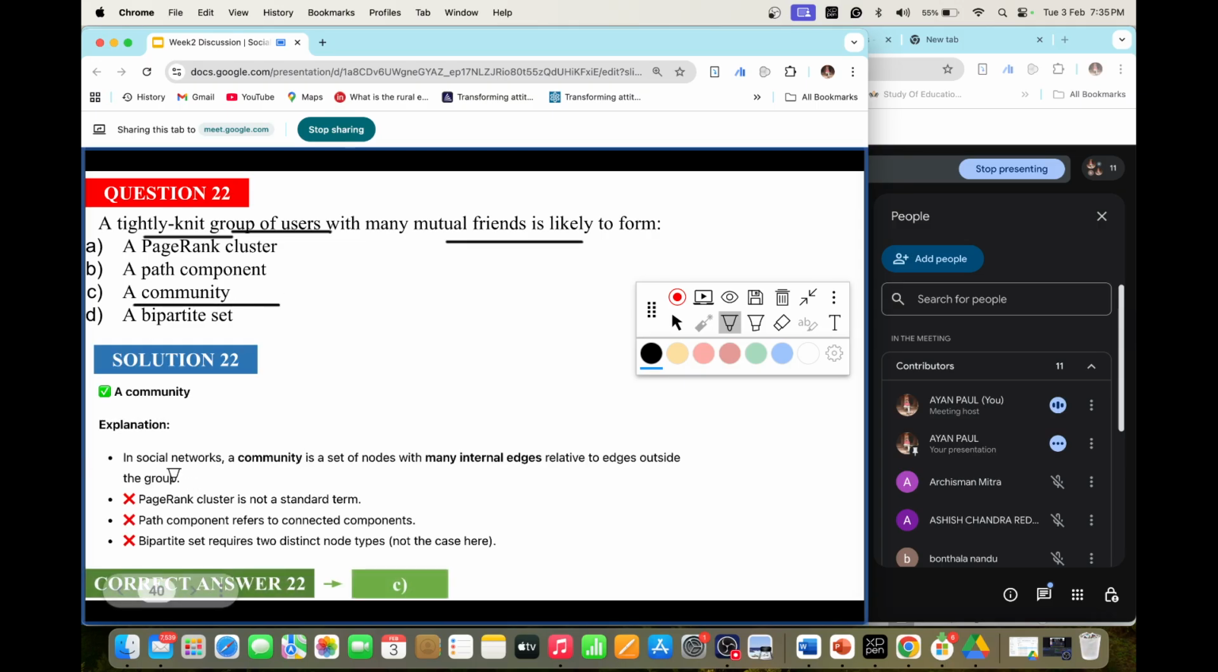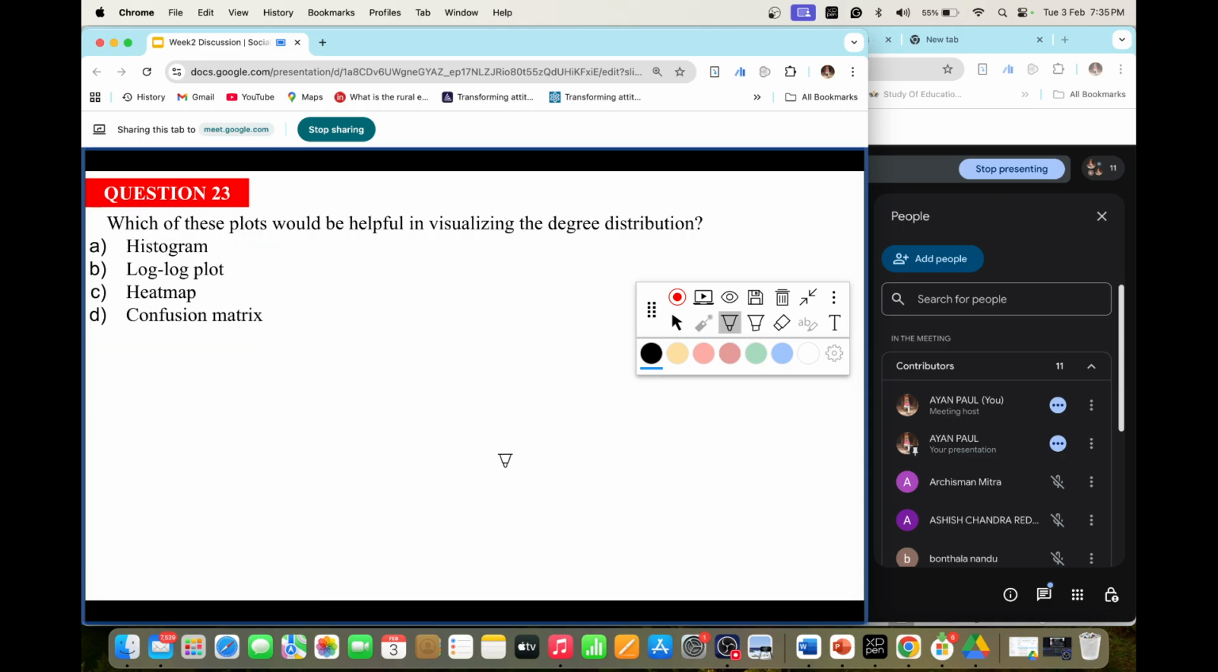In a social network, a community is a set of nodes with many internal edges relative to edges outside the group. PageRank cluster is not a standard term. Path component refers to connected components, and a bipartite set requires two distinct node types, which is not the case here. So option C is the correct answer. Let's move on to the next question.